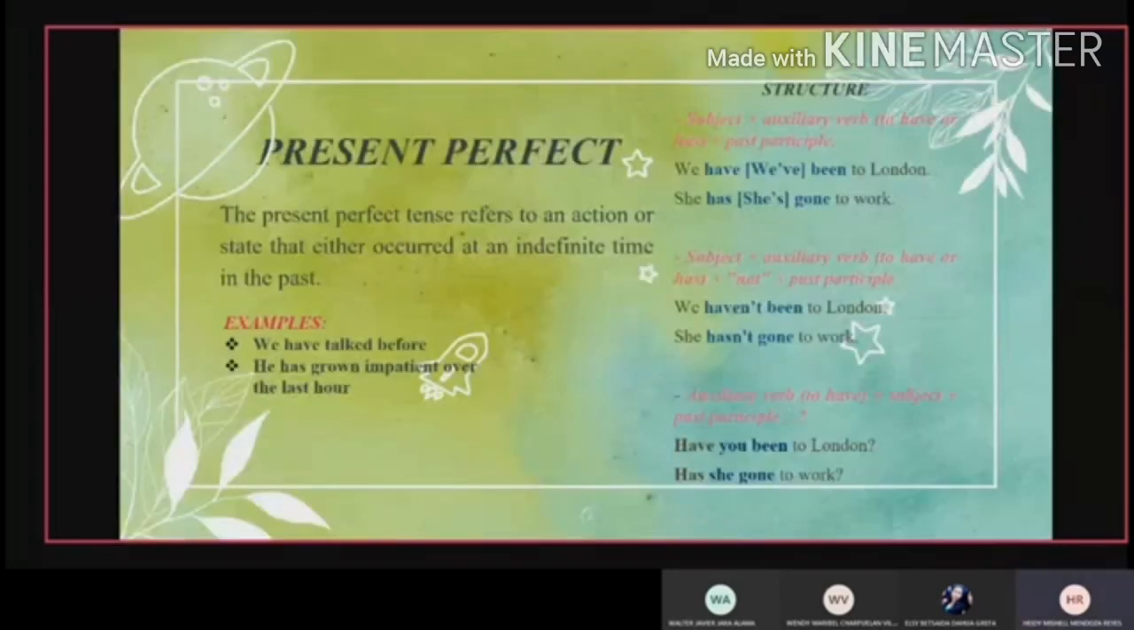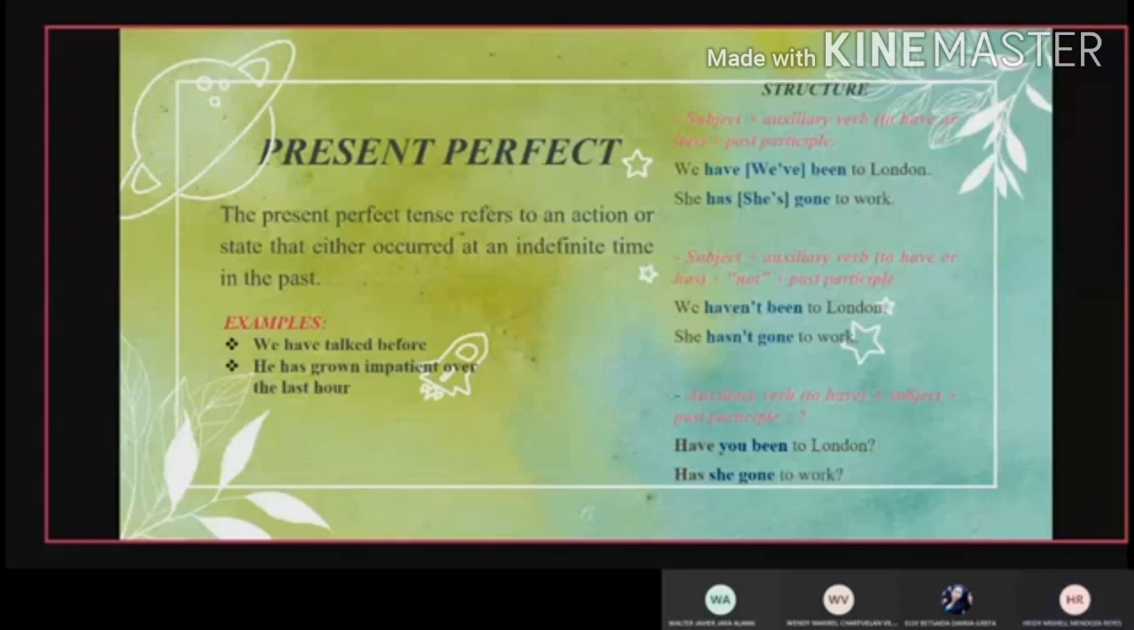Okay, continue with present perfect. The present perfect refers to an action or a state that either occurred at an indefinite time in the past, for example, we have talked before, or began in the past and continues to the present time, for example, he has grown impatient over the last hour. This tense is formed by have or has plus the past participle.